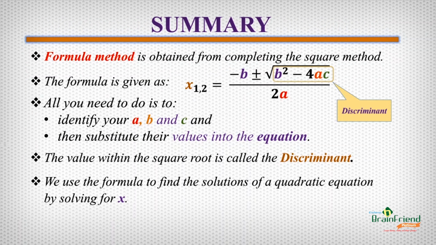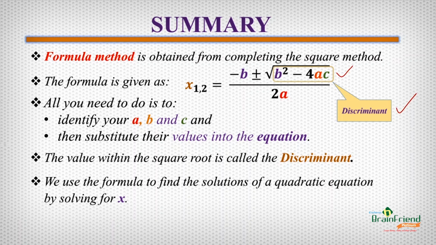Having solved these examples, we've come to the end of this class. But before we go, let's take a look at the things we've learned. First, we learned that the formula method is obtained from the completing the square method. That means we have to solve through the process. Next, we also learned that the formula is given as x subscript 1, 2 is equal to -b plus or minus the square root of b² - 4ac, divided by 2a. And b² - 4ac is referred to as the discriminant.